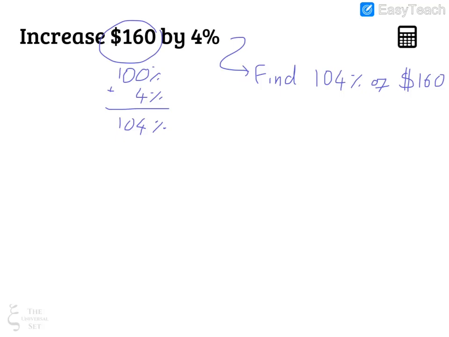Okie dokie, let's do that then. How am I going to find 104%? Well, I'm going to take this 104%, I'm going to change it into a decimal. Remember how we do that? We divide by 100. 104% as a decimal is 1.04, and I'm going to multiply that by 160. I'm going to pop that in my calculator, and my calculator's told me that the answer is 166.4.